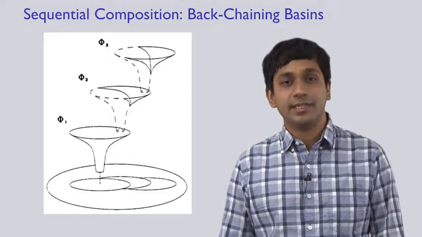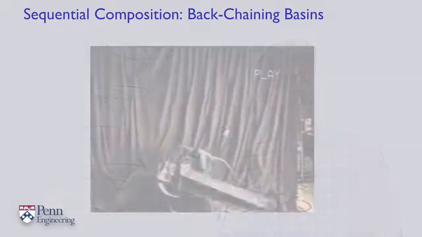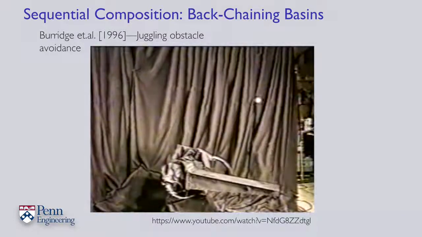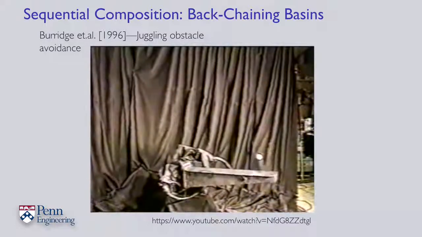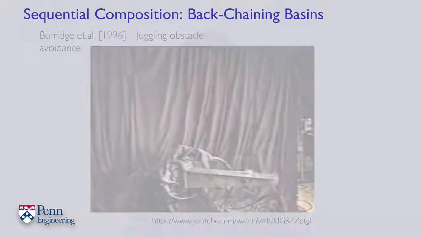It's very simple and intuitive, but it's been used a lot in robotics. Here's an example of a juggling robot where this idea was used to transition between bouncing the ball and palming the ball to make it stop. This is not the only use of sequential composition.